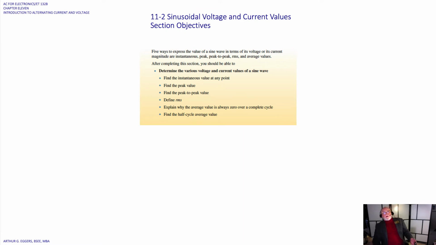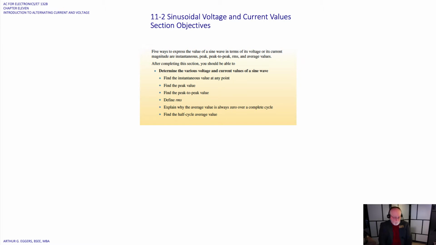So now we move on to sinusoidal voltage and current values. In this section we're going to look at the differences between an instantaneous value, which can occur anywhere along the sinusoidal plot on that sine wave. We're going to find the peak values, the peak-to-peak values. Then we're going to start determining and defining some other relationships and measurements.